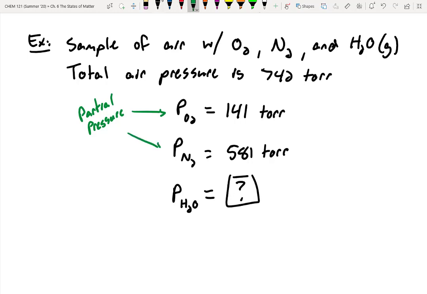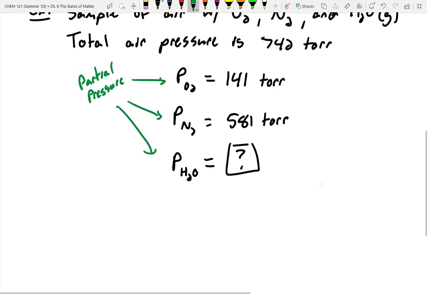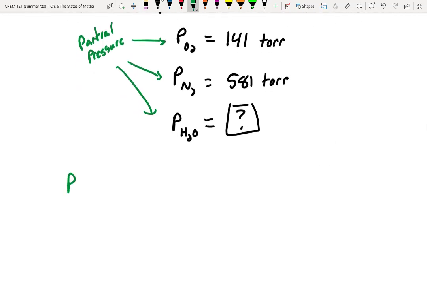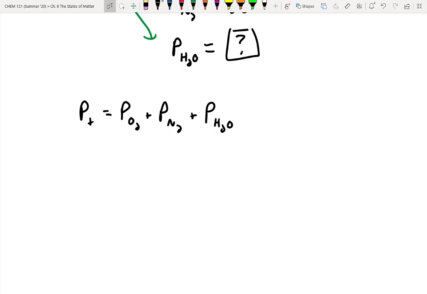Okay, so we are working with partial pressures here, but this isn't too bad to solve because we know that pressure total should be equal to the partial pressure of oxygen plus the partial pressure of nitrogen plus the partial pressure of our gaseous water. Okay, so if we rearrange this a little bit, we could say, well, the pressure of H2O is going to be equal to the pressure total minus the pressure of O2 plus the pressure of N2. Sorry, this should be in brackets here.